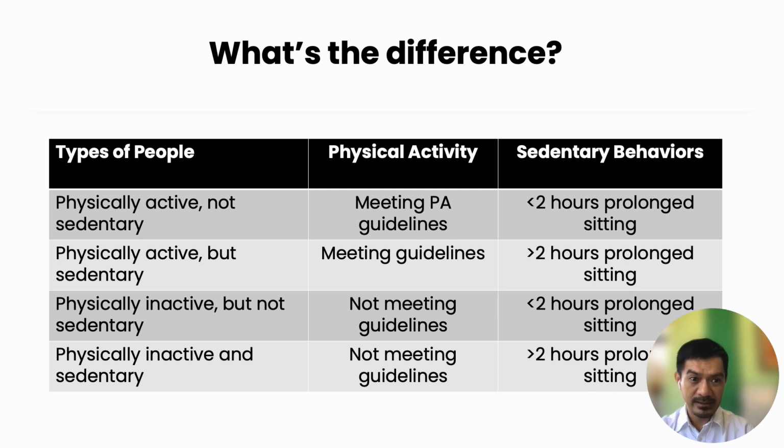Or are you physically inactive but not sedentary, meaning you don't meet the guidelines, you don't accumulate 150 minutes of moderate intensity physical activity per week, but you try to always stand up every hour or so while at work. While this may have some health benefits, it's actually not enough. Or you can be physically inactive and sedentary at the same time, not meeting global guidelines and spending more than 2 hours per day in prolonged sitting behaviors. People in this category are at greater risk of developing health issues.